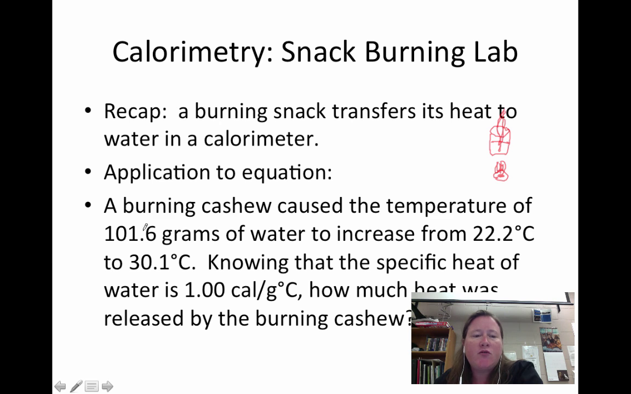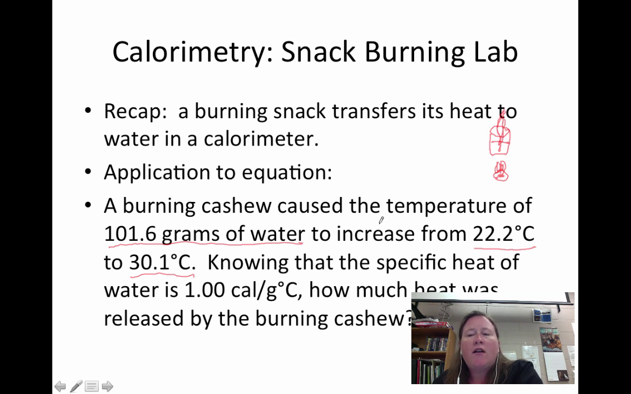A burning cashew caused the temperature of 101.6 grams of water to increase from 22.2 degrees Celsius. I think I made a mistake when I said the mass before, it is 101.6. So we have an initial temperature of 22.2, and after the snack burns, a final temperature of 30.1 degrees Celsius.